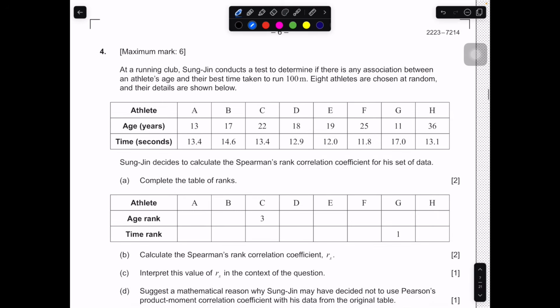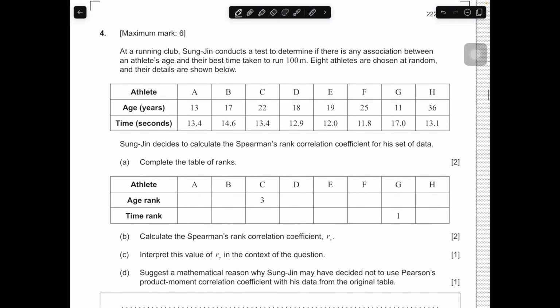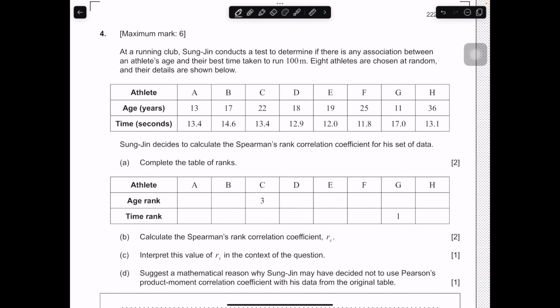Let's go on to question 4. At a running club, Sun Jin conducts a test to determine if there is any association between an athlete's age and their best time taken to run 100 meters. 8 athletes are chosen at random, and their details are shown below. So we have different athletes from A to H, or 8 total athletes. We have their age and the time it took them to run the 100 meters.